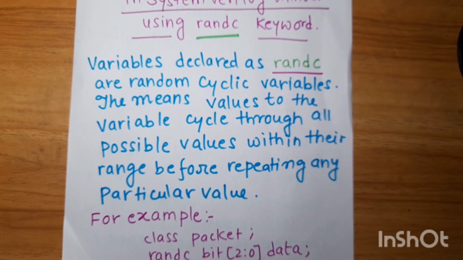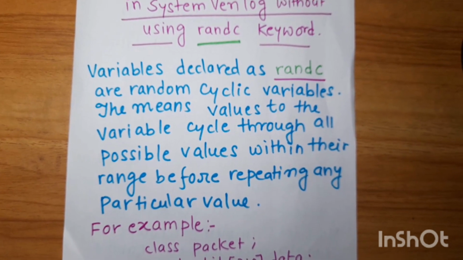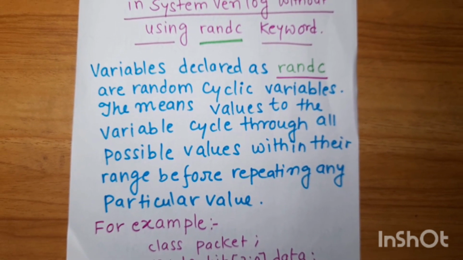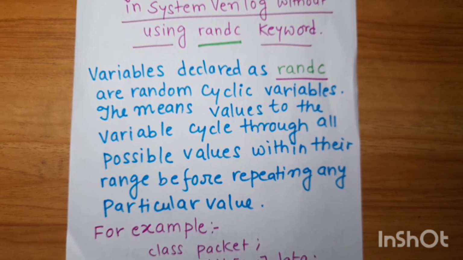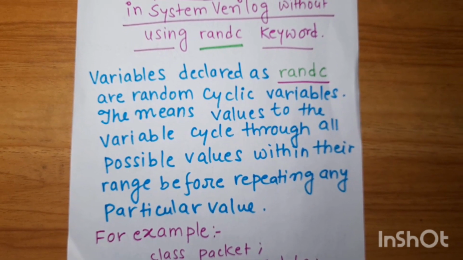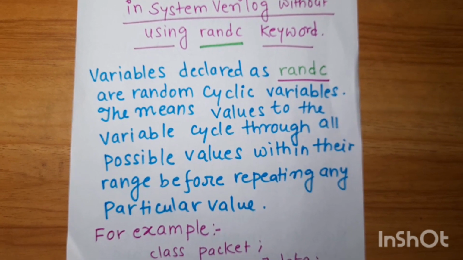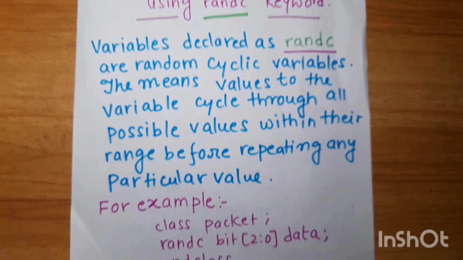Variables declared as randc are random cyclic variables. That means the values of the variable cycle through all the possible values within their range before repeating any particular value. Now I will explain with an example.